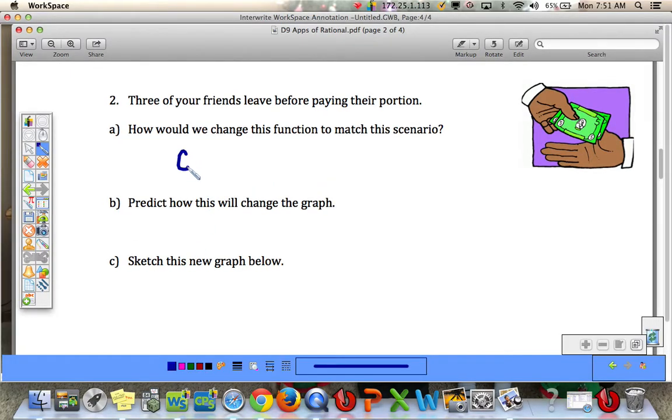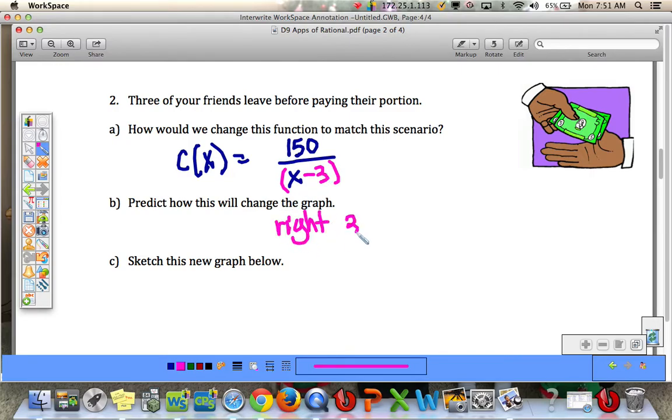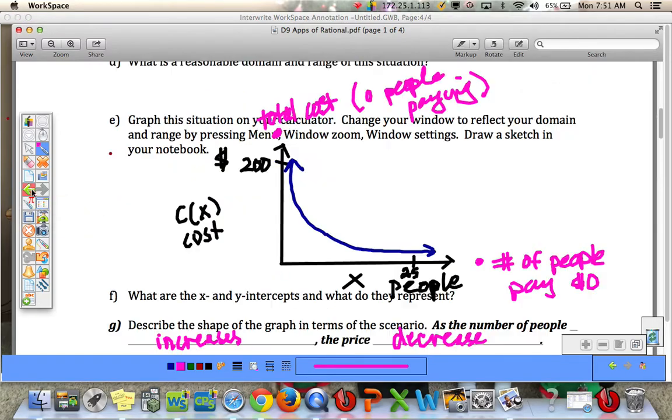Well, we have our cost of x is 150, and it was divided by x, but now 3 people are leaving before they pay, so x minus 3. Predict how this will change the graph. Well, if it's x minus 3, does that move the graph up, down, left, or right? We know that if it's minus 3, it moves the graph right. Sketch the new graph below. So if I take a look at this graph right here, it's going to move it 3 to the right, so it's going to take longer for it to cost less.